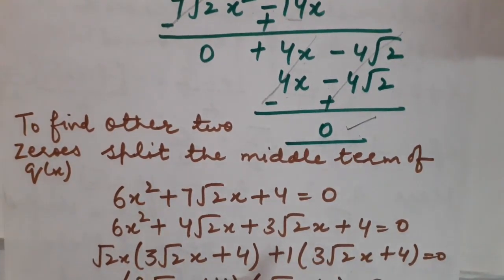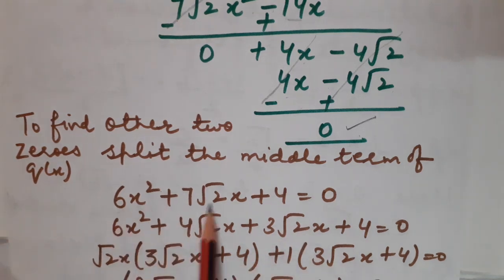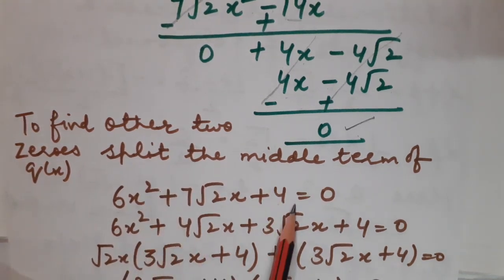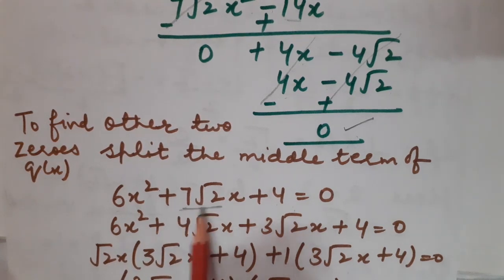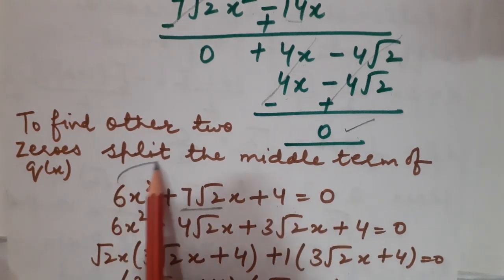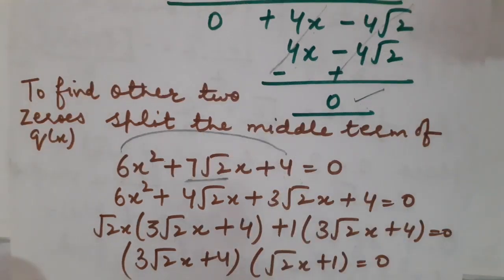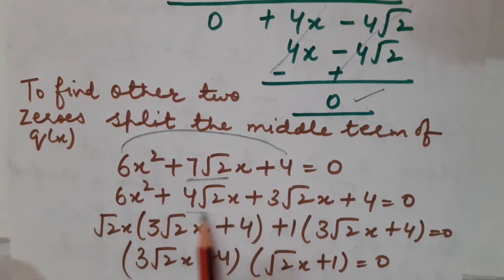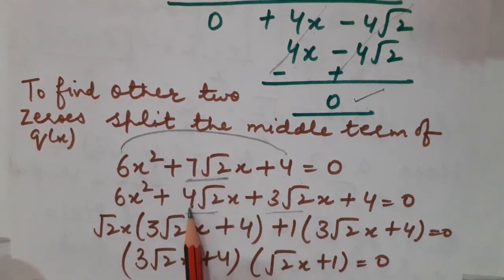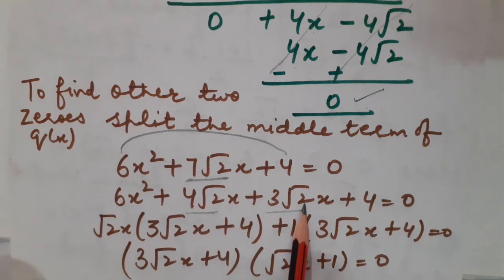Now how to calculate the rest of the two zeros? Definitely I have got this quadratic polynomial which is actually qx. I am going to apply the splitting the middle term method to calculate the rest of the two zeros. So see children, I want sum as 7 root 2 and product as 6 4s are 24. Correct? So what two factors have I taken here, that is 4 root 2 and 3 root 2. This is 4 3s are 12 and root 2 into root 2 will give you 2. So 12 2s are 24. So the product of these two terms will be 24 and their sum will be 7 root 2.